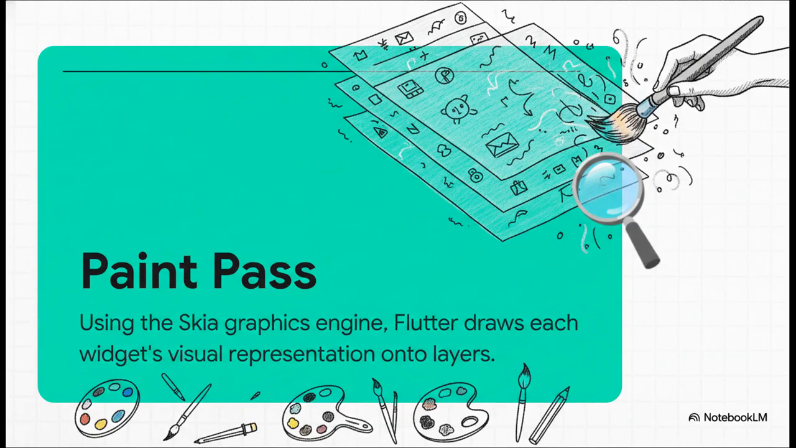All right. Once everybody knows where they're supposed to be, the paint pass kicks in. This is where things get visual. Flutter uses the super powerful Skia graphics engine. This is the same 2D powerhouse behind things like Google Chrome and Android, and it starts drawing everything. Now the key here is that it's not drawing straight to the screen. Think of it more like an artist painting on different transparent sheets, one for each layer.